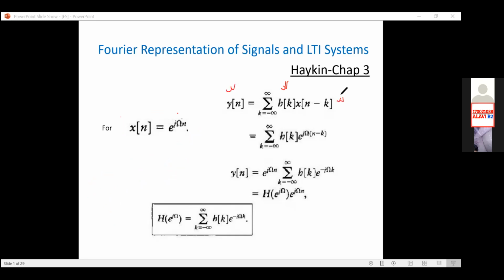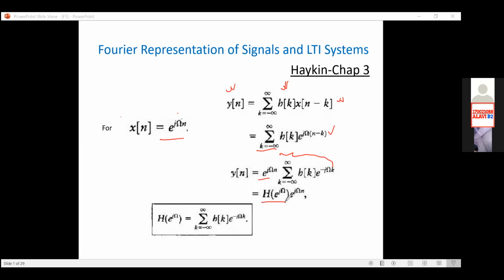You know this, isn't it? Yes, sir. Now we replace our x by this function. Then x[n minus k] would be equal to e to the power j omega (n minus k). We split this into two terms, and since the sum is over k, we can take e to the power j omega n out of the summation. Then that sum will contain h[k] e to the power minus j omega k. This sum is represented by a function H(e to the power j omega).